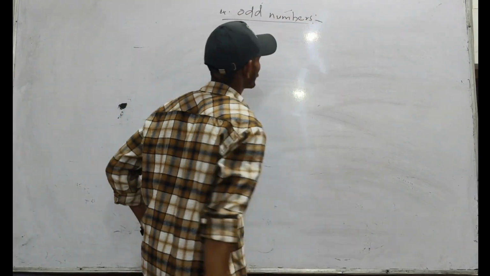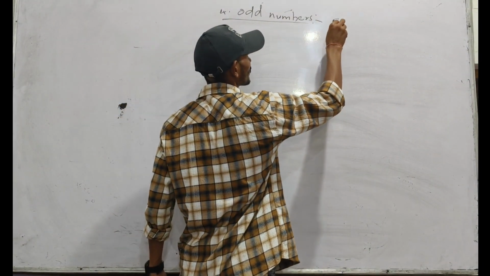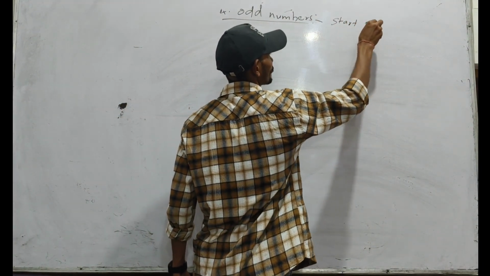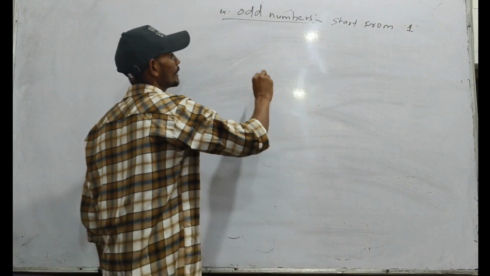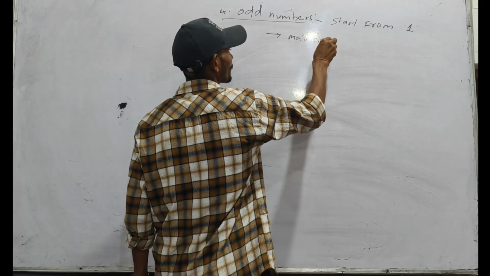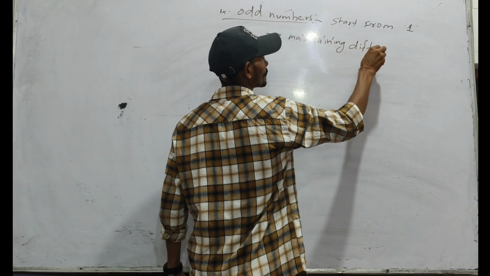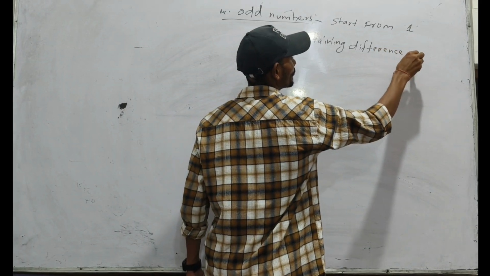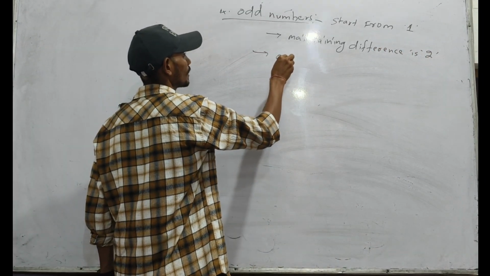Next types of numbers, odd numbers. Odd numbers start from 1, and there is a maintaining difference. The maintaining difference is 2.